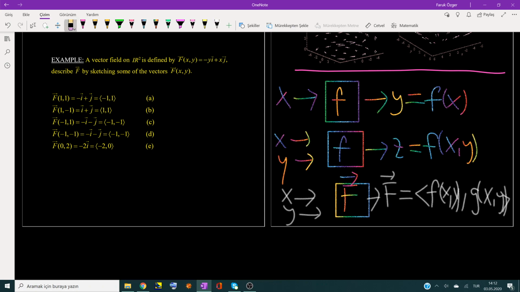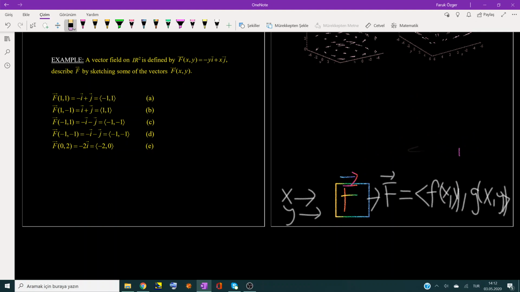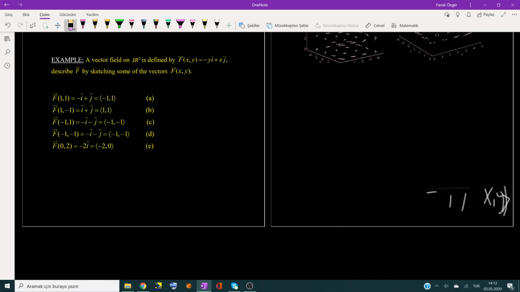A vector field on R squared means you work in two-dimensional space. The vector field F is given here. The question is to describe the vector field by sketching some of the vectors. As I told you, this vector field gives us some vectors.